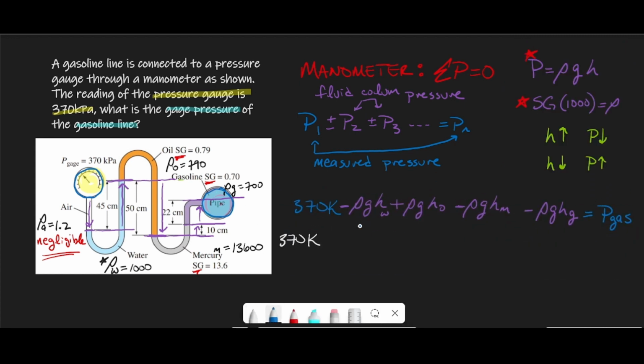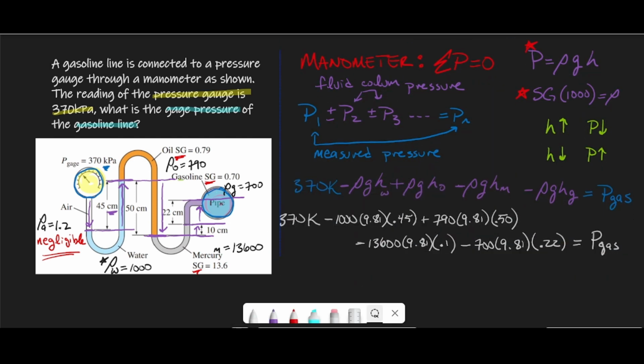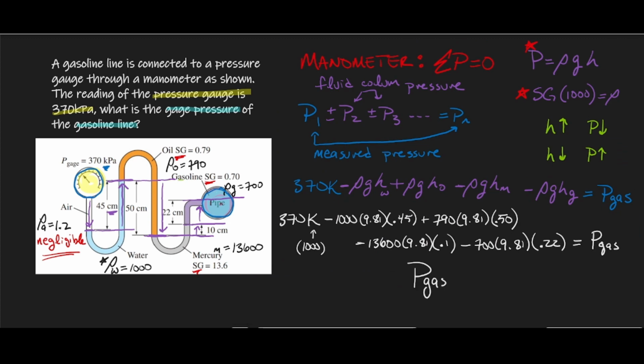All we have to do from here is plug and chug to get our answer. The gasoline pressure ends up being 354.6 kilopascals.